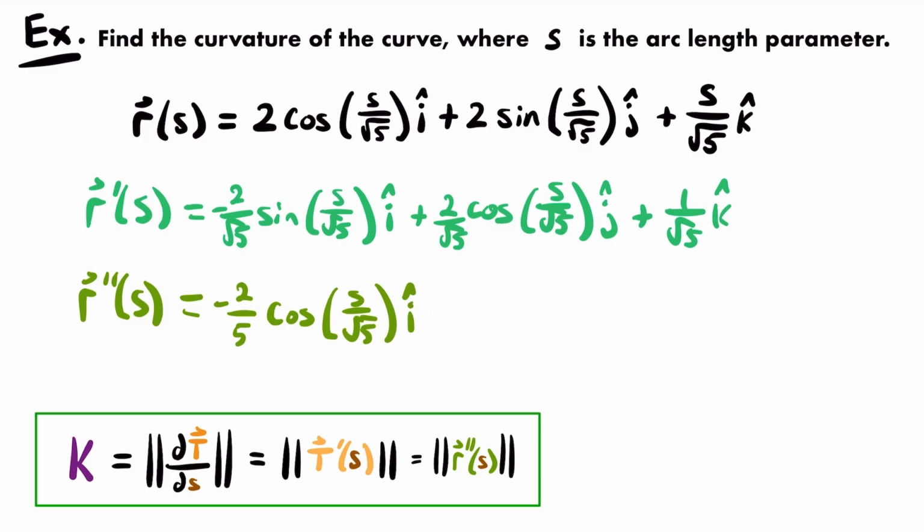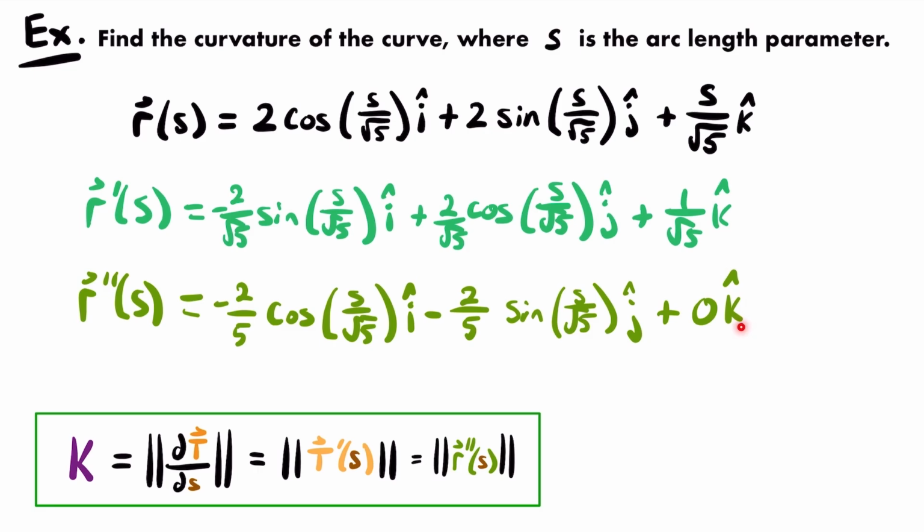The derivative of cosine is negative sine, so we'll have minus 2 divided by the square root of 5 times sine of s divided by the square root of 5. But once again, you want to multiply by the derivative of that inside function. So we're going to be multiplying by 1 divided by the square root of 5 again. So this coefficient out front will just become 2 divided by 5. All right, that's multiplied by j. And then we want to add that to the derivative of the z component, which in this case is just a constant. So the derivative is 0. So we have plus 0k.